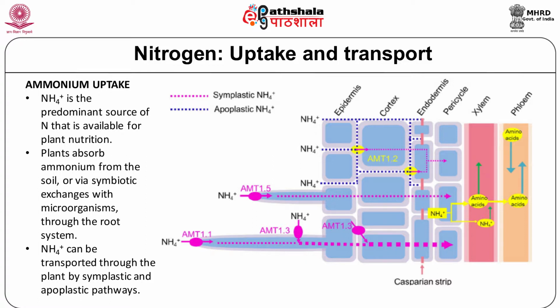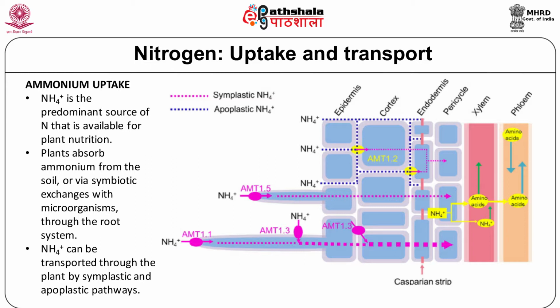In Arabidopsis, AMT 1.2 is expressed in the endodermis and root cortex, suggesting that AMT 1.2 regulates ammonium uptake via the apoplastic transport pathway. After the ammonium is taken up by the roots, it is stored in root vacuoles and later assimilated to amino acids or transported to the aerial parts of the plant.